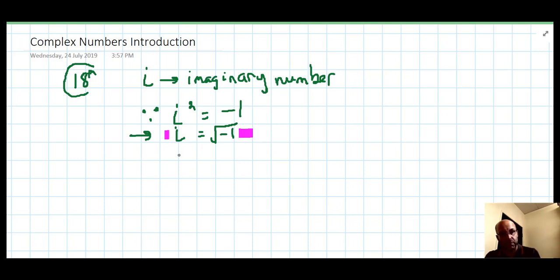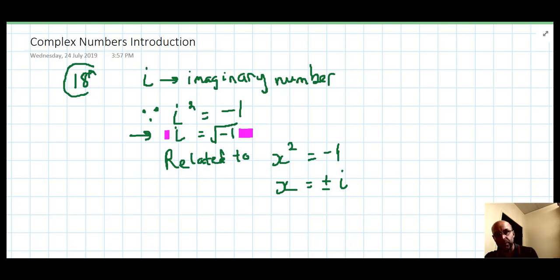This is related to a solution to a simple equation, x squared equals -1. x equals plus or minus i.